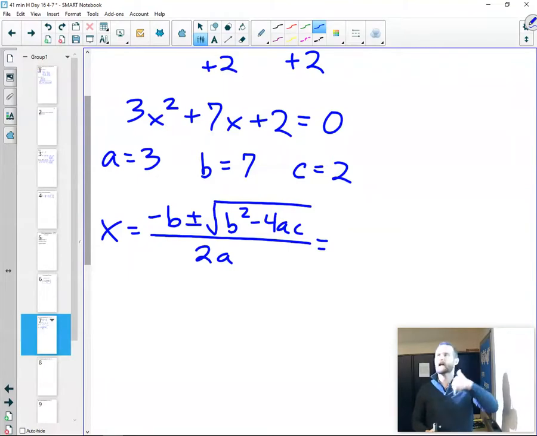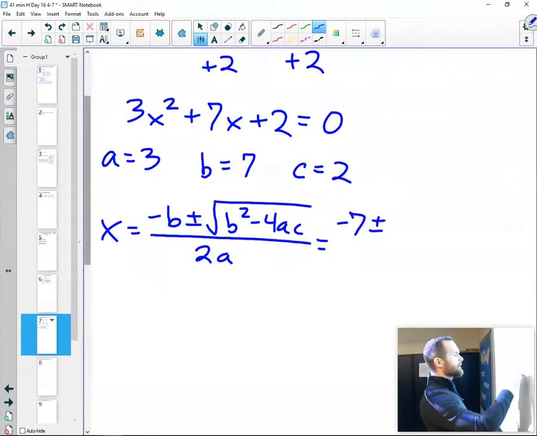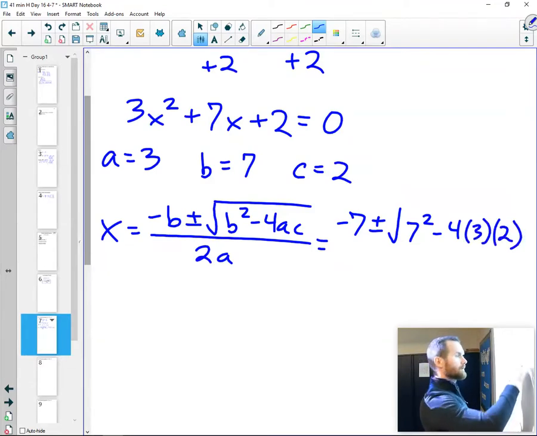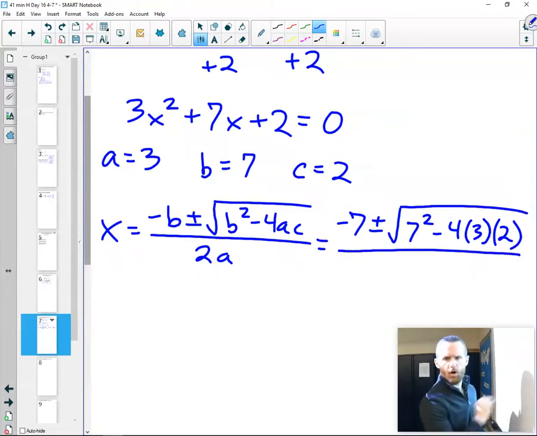Eventually, to make this method actually useful, you want to be able to skip some steps. But right now, I'm going to show all my work. So let's see. B is 7, so it's negative 7, just substituting in, plus or minus the square root of b squared, which is 7 squared, minus 4 times a, which is 3, times c, which is 2, all divided by 2 times a, that's 2 times 3.